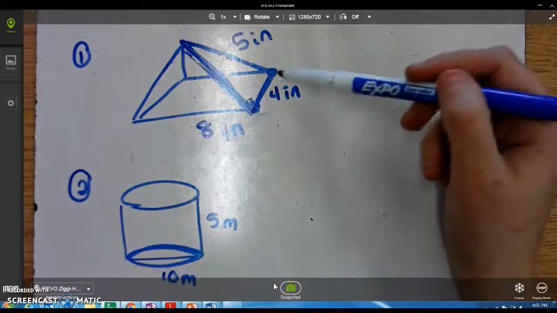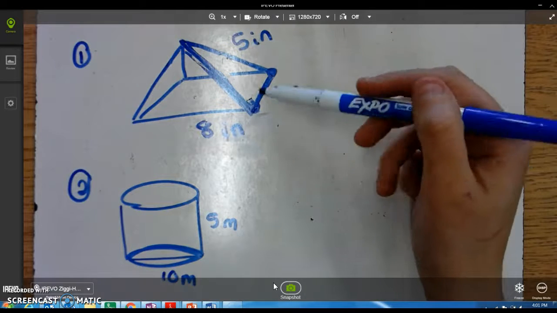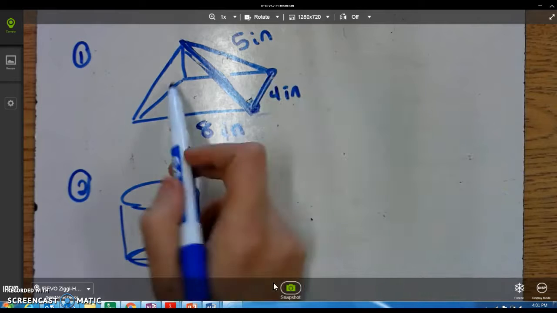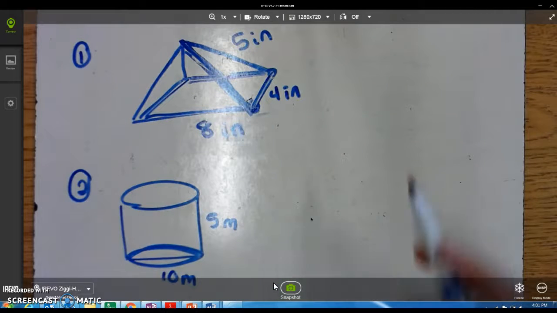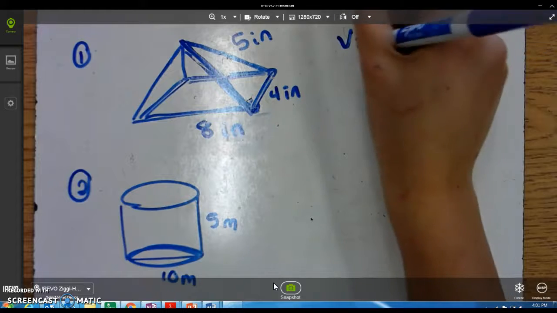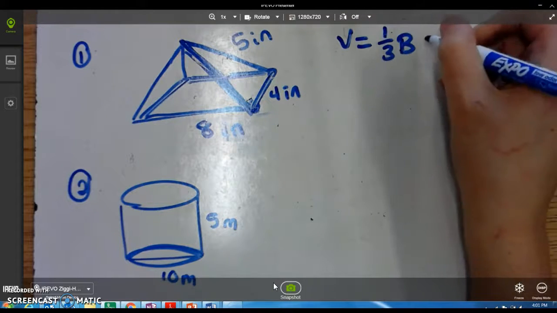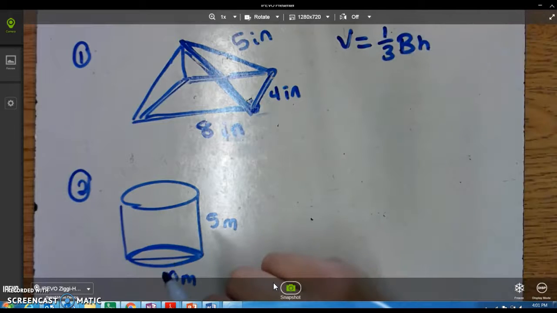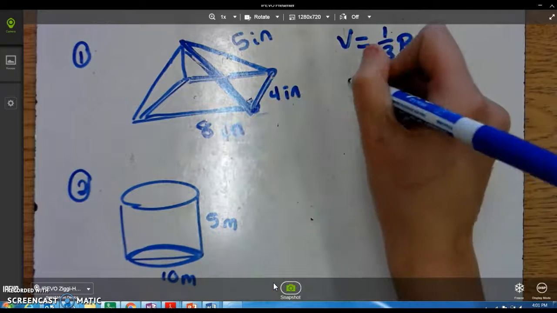Let's start the volume review with this rectangular pyramid. I know it's a rectangular pyramid because I looked at the base and saw that that was a rectangle. Okay, so my volume formula is 1/3 the base of the bottom times the height of the whole shape. So I got to figure out what my base is, which is what we just talked about as a rectangle.